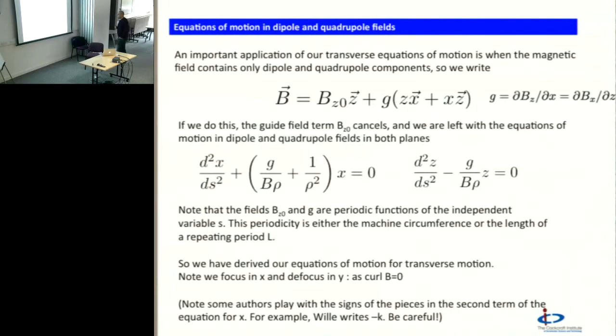So the nature of Maxwell's equations means that with a quadrupole we can only focus in one plane and diverge in the other. I mean, this was confusing. Some authors play with the sign of pieces in the second term of the equation for X. For example, if you open Wille, the textbook, you'll see minus G over B rho plus 1 over rho squared. Because that's to do with the definition of your quadrupole gradient. So be really careful. I've picked a convention for the sign of these terms as being the same, but you don't have to. Different books do different things. So that's our convention for our discussions.